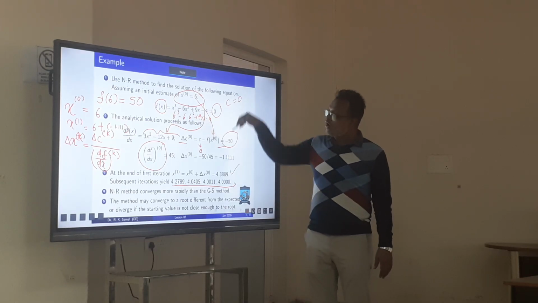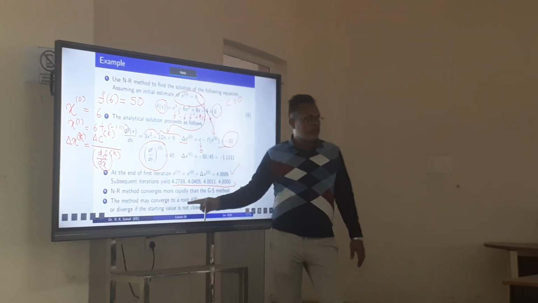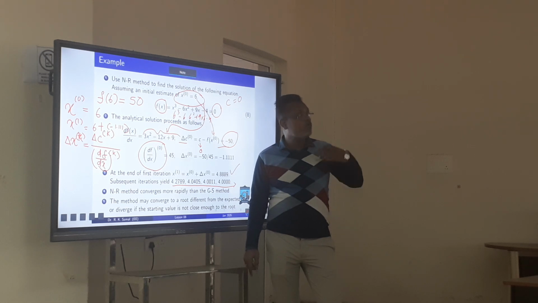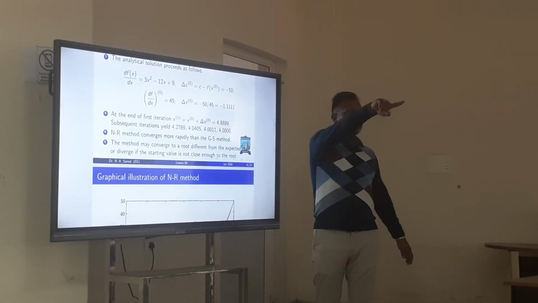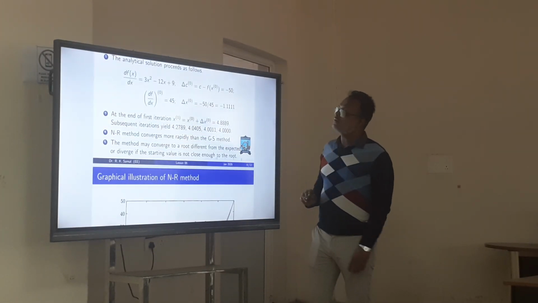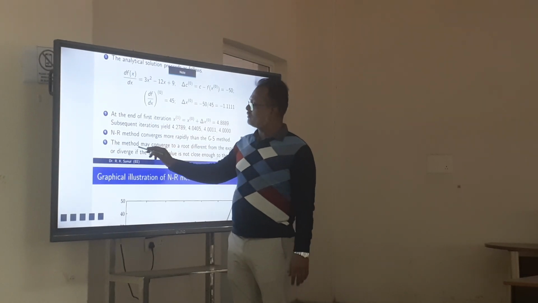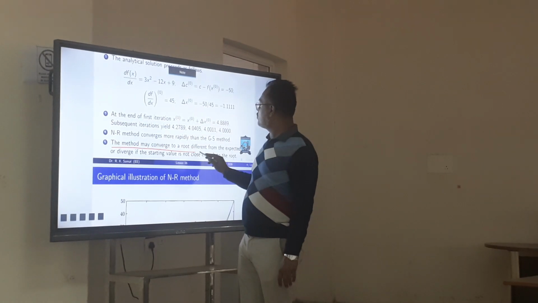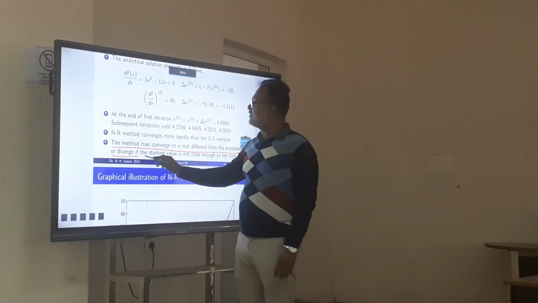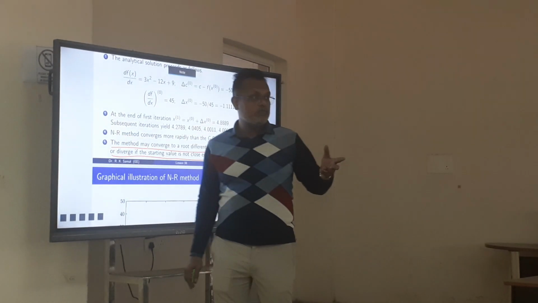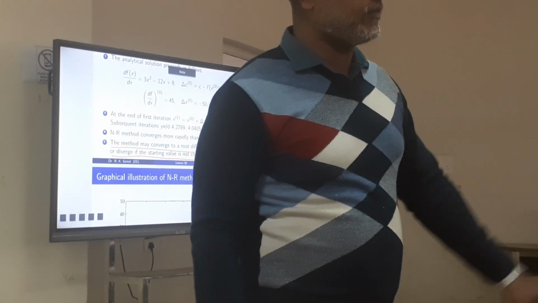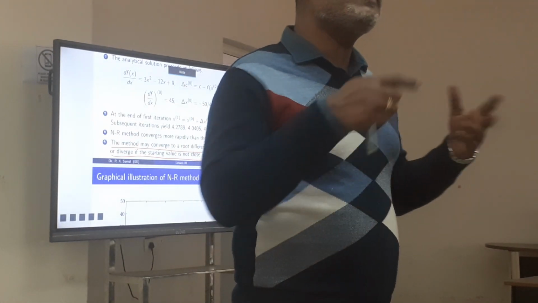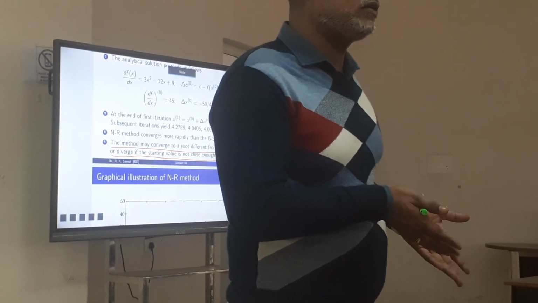Okay. Now because of this derivative, the Newton-Raphson method converges more, or it converges fast. And as you asked that day, what if we choose another guess? The method may converge to a root different from the expected one, or diverge if the starting value is not close enough to the root. Because it's a cubic one, so we have 3 solutions. Okay. But one will be of our interest, 2 will be infeasible. But that depends on where you start. You will reach the solution depending on where you start.